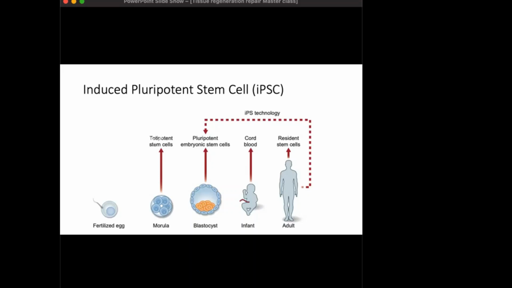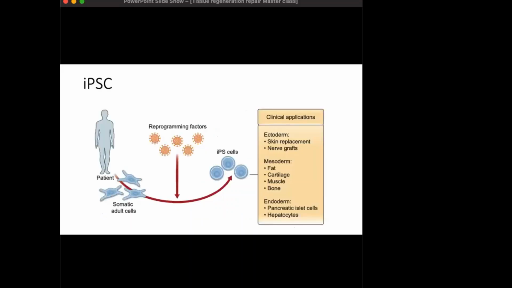The advantage of this is that you can take any somatic cells, which is any cells of the body, and reprogram them to become pluripotent. And then theoretically, you can generate any type of tissue: skin, nerves, fat, muscle, bone, anything. So that's what the research is going towards at the moment.